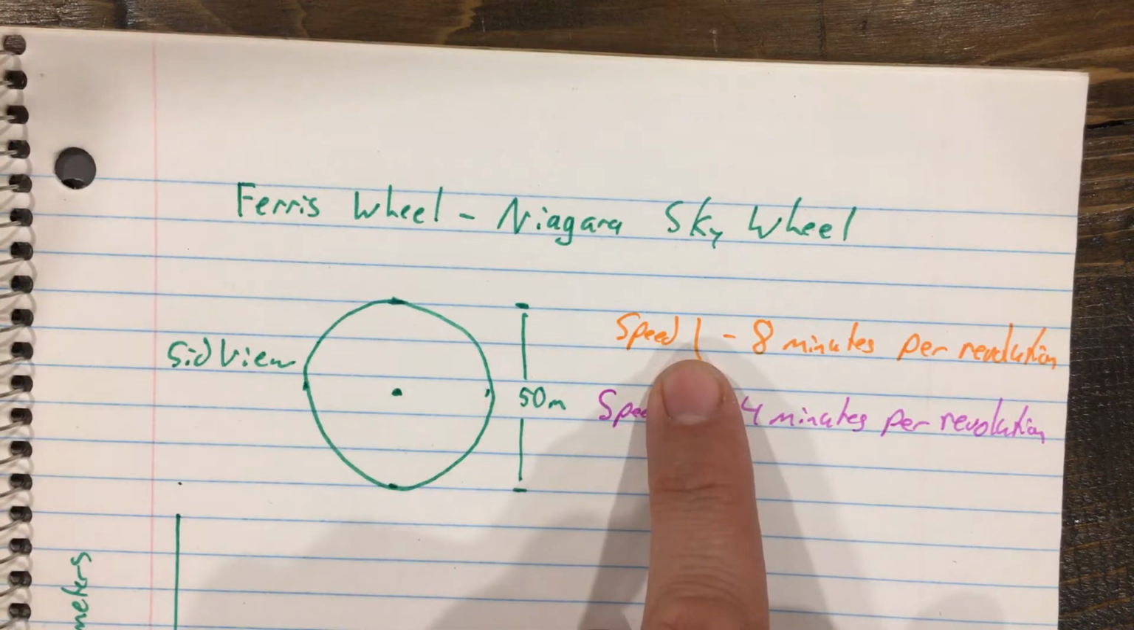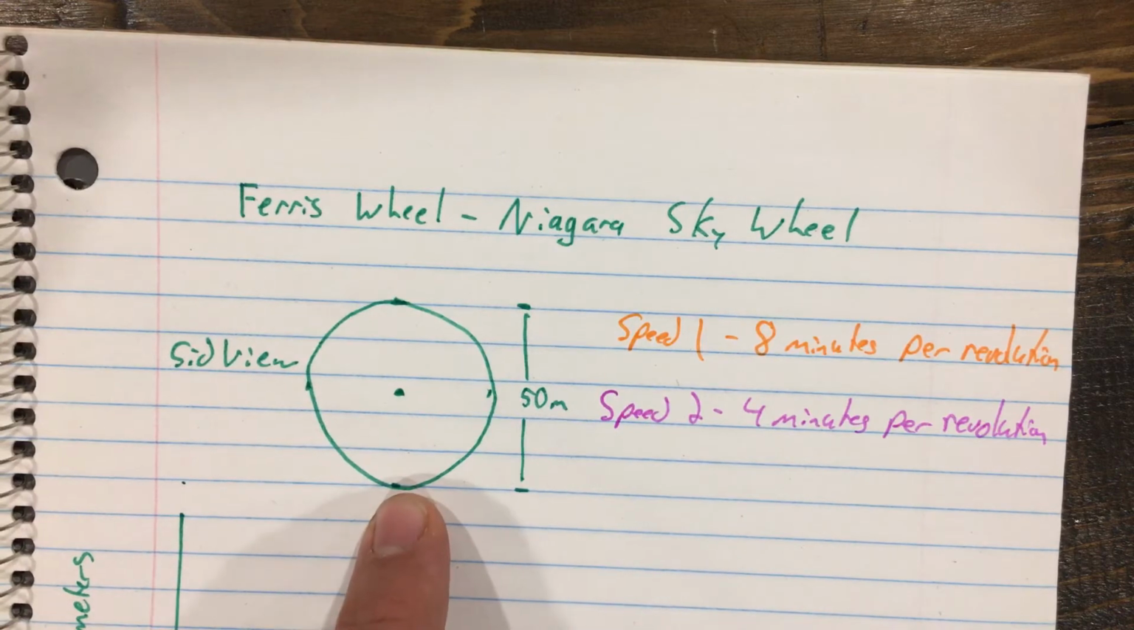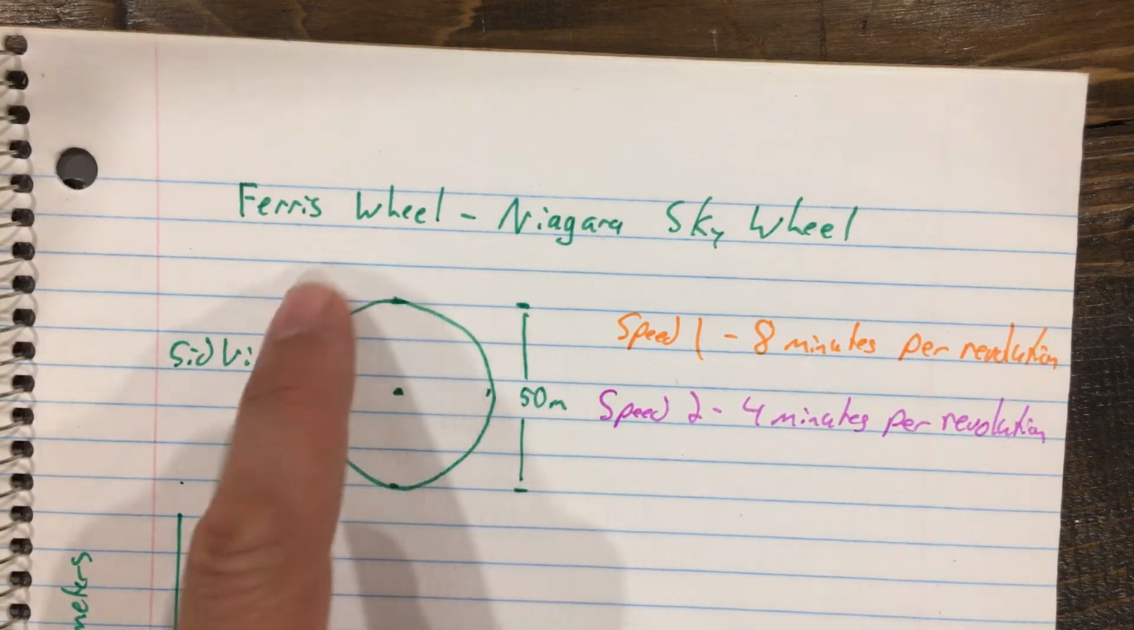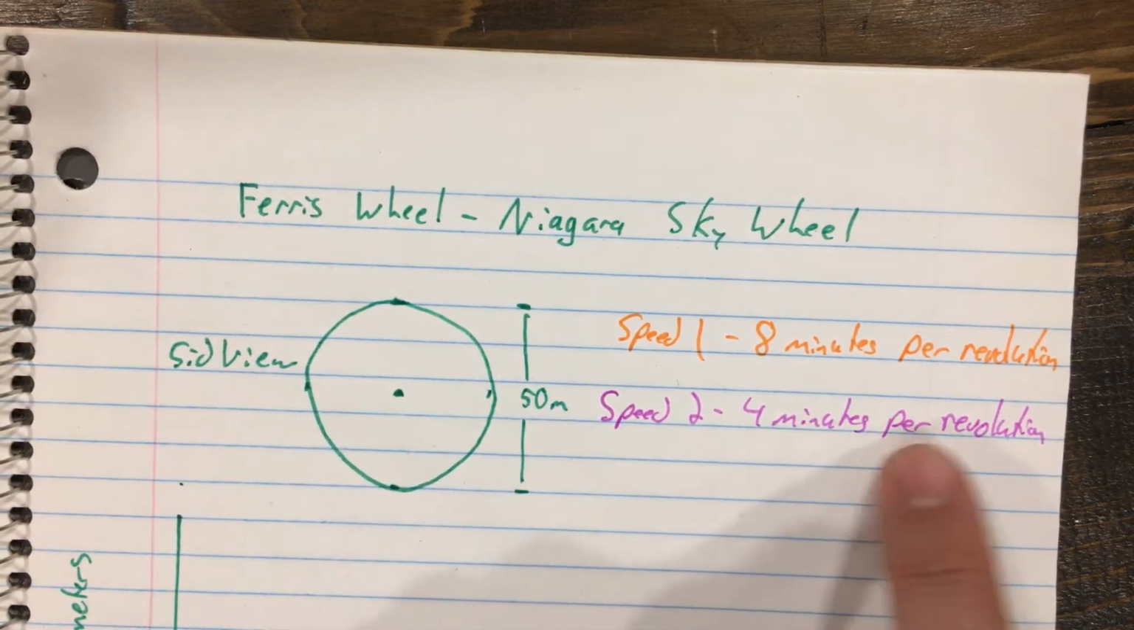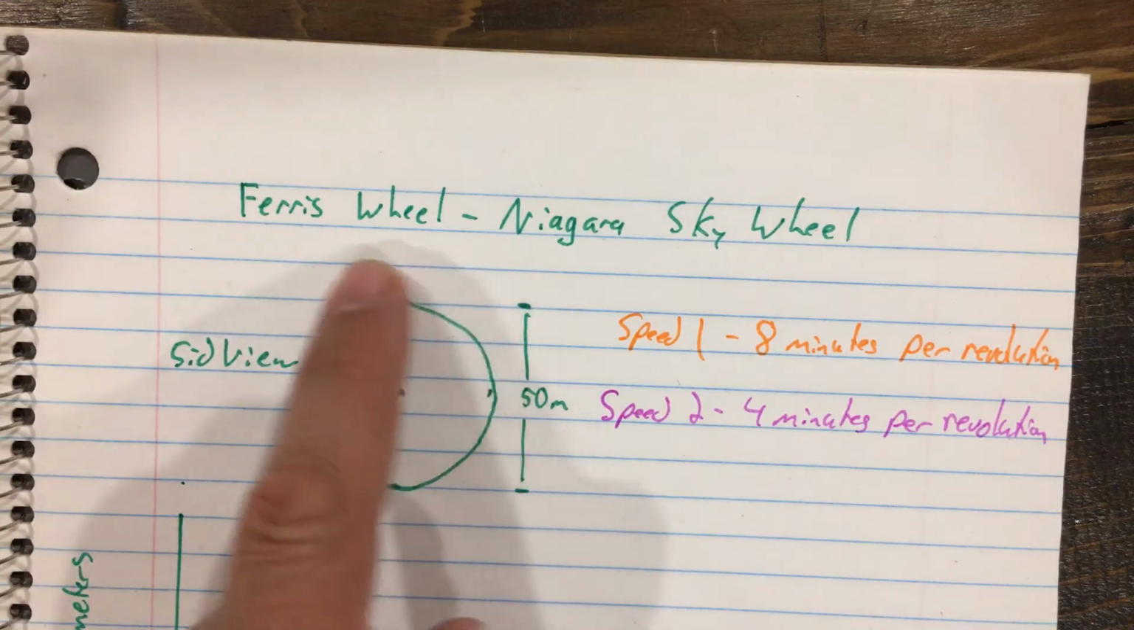I'm going to choose that speed 1 is 8 minutes per revolution. So it's going to take you 8 minutes. You're going to start at the bottom. You're going to go all the way around. The second speed, I'm going to speed it up a bit, and I'm going to put it at 4 minutes per revolution, so basically double the speed.